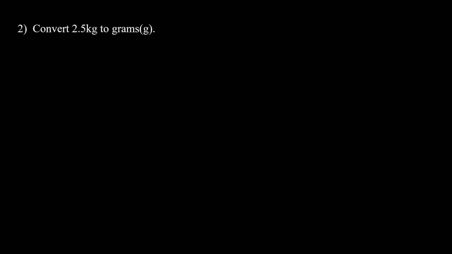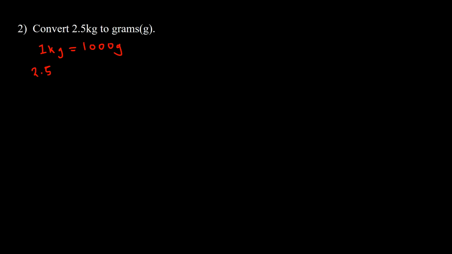Convert 2.5 kg to grams. Again, in order to convert these units to grams, we first have to take note of the conversion factor. So 1 kg adds up to how many grams? 1 kg is just 1,000 grams. So we have our conversion factor. We can start the process of converting these units.